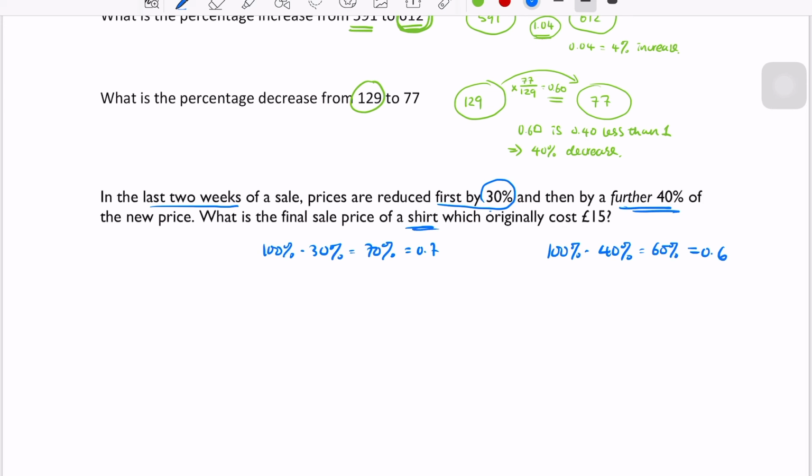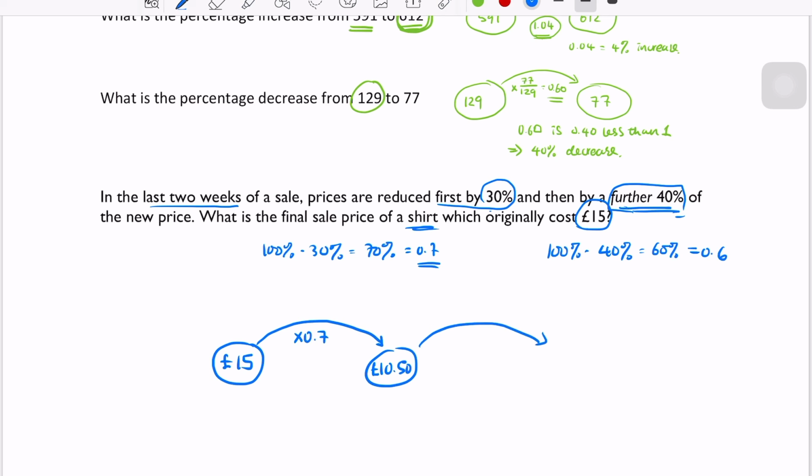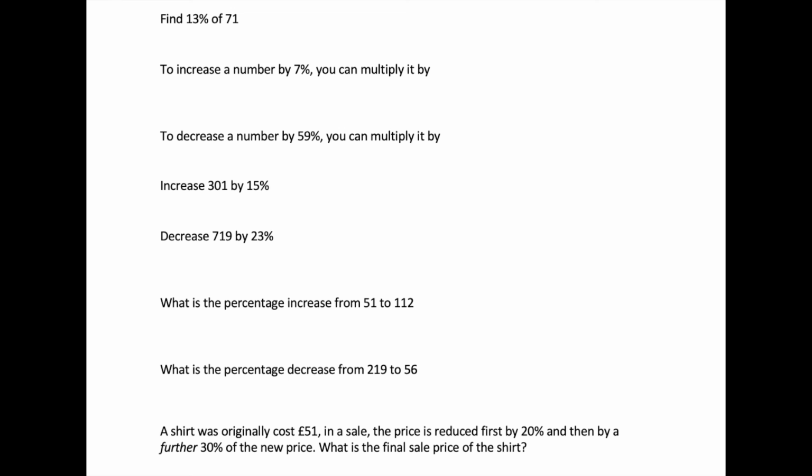So now, if the shirt originally cost £15, that means my starting point is £15. First, it's reduced by 30%. That means I have to multiply by 0.7, which will give me £10.50. And then it's further reduced by 40%. So I will need to multiply that again by 0.6, which will give me £6.30. So this is the final sale price. And here are some questions for you to practice, making sure you always use the bubble diagram.